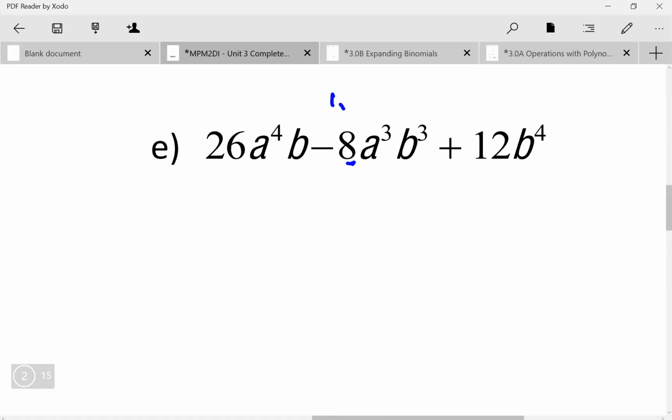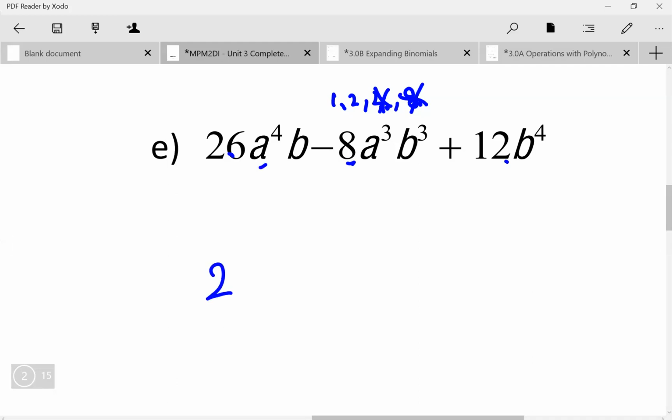So the factors of 8 are 1, 2, 4, and 8. So let's see here. 8 doesn't go into 12, so that's out. 4 goes into 12, but it doesn't go into 26, so that's also canceled. Remember, it has to be common to all three. So 2 goes into all of these things. So 2 is the only number I can factor.